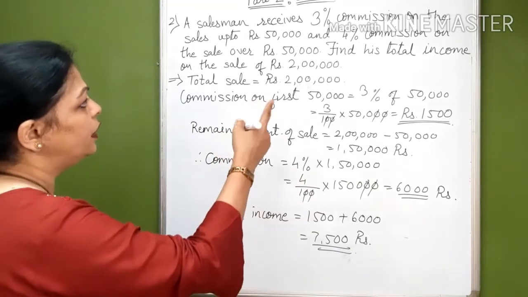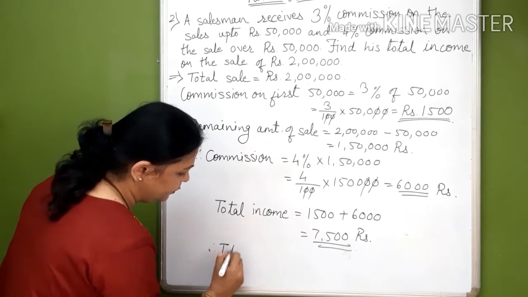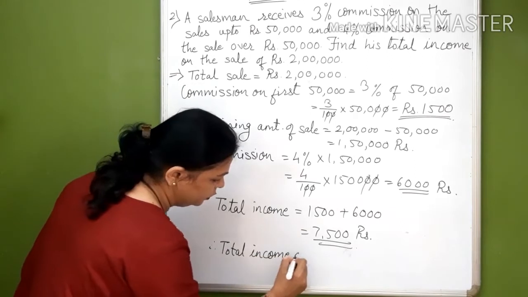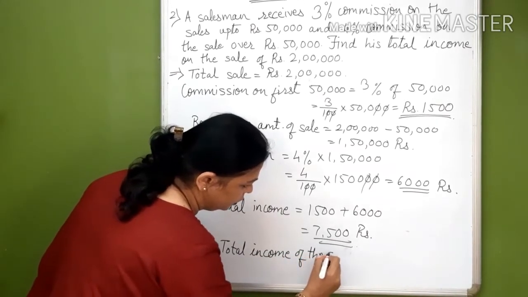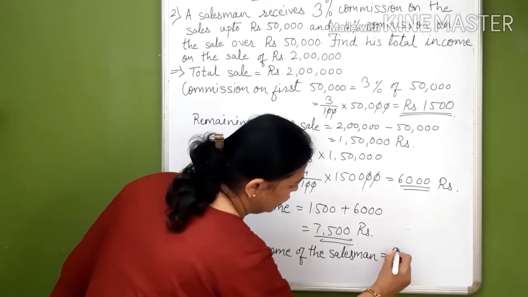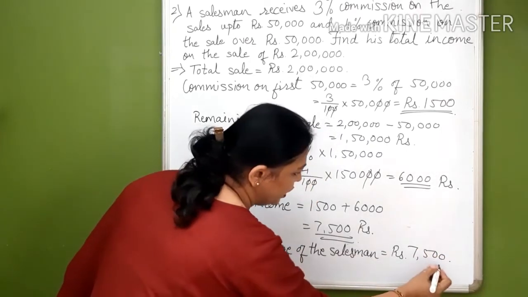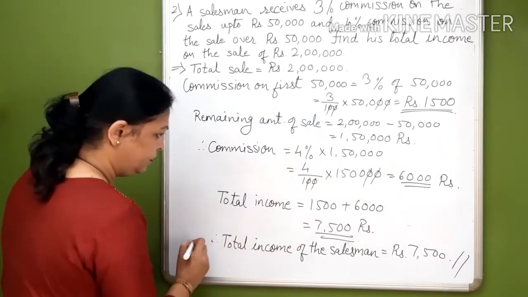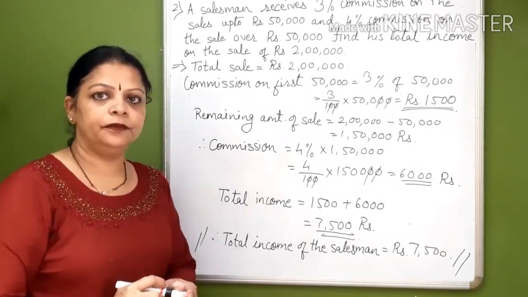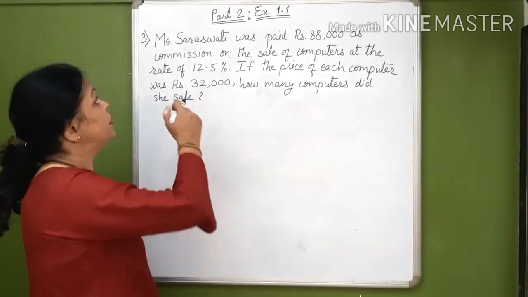Getting? So you write, the total income of the salesman is equal to rupees 7,500. This is your final answer. Correct? Easy? Let's move to the next sum. Okay, so let's see the third sum.